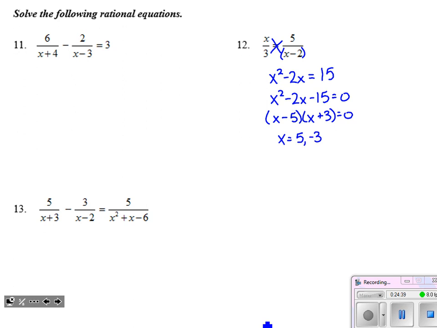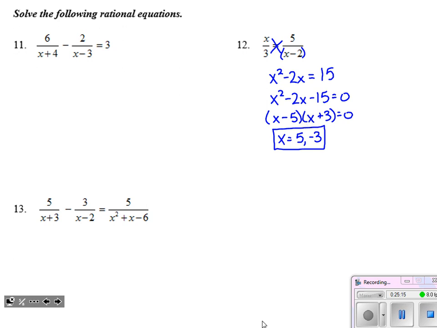Now, before I box this up, I do want to go back and check, would any of those solutions produce a 0 denominator? And they will not. So I do have both of those as acceptable answers. And if I wanted to double check, I could type the left-hand side, the x over 3, into y1, the right-hand side, 5 over the quantity x minus 2, and just see in the graphing calculator how many places those intersect. And those graphs actually do intersect in 2 places.